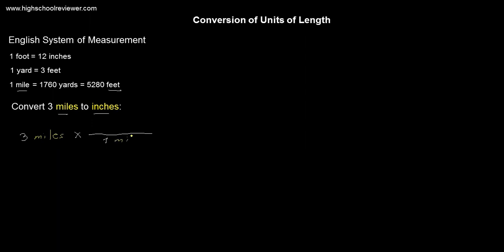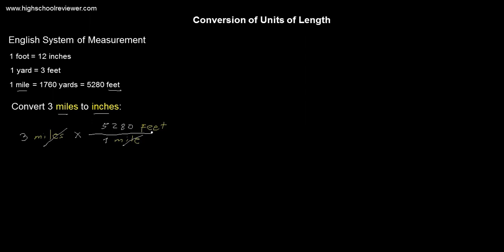Now, since we need to cancel out miles, we will put here 1 mile on the denominator side. And 5,280 feet will be on the numerator. We can now cancel out the miles, or miles divided by mile. We can cancel that out. What's left for our unit is feet.